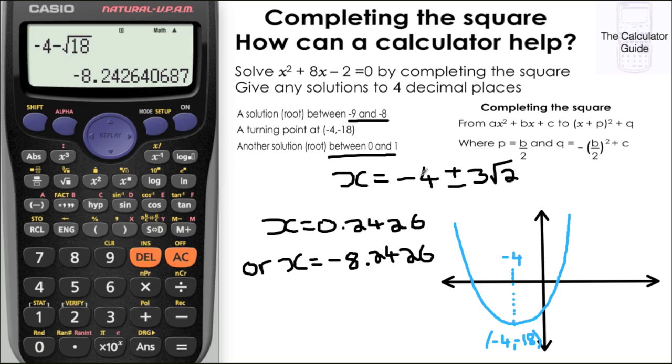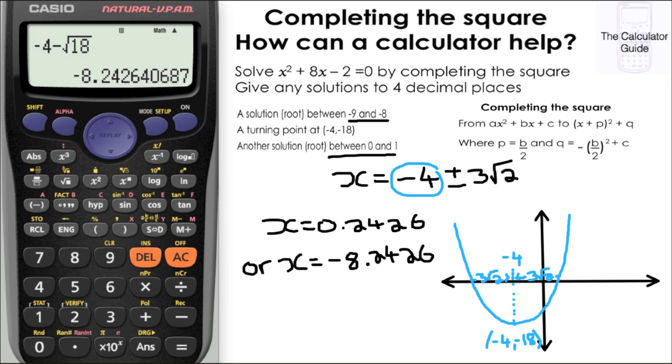Well, if we have a look, that corresponds to the first value that we have in our exact answer, minus 4. And what it's really saying here is that if we start at the value of minus 4 and we add 3 root 2 onto that, then we get to our first solution. And if we subtract 3 root 2, then we get to our second solution. So the graph and the solutions are symmetrical about the line x equals minus 4.